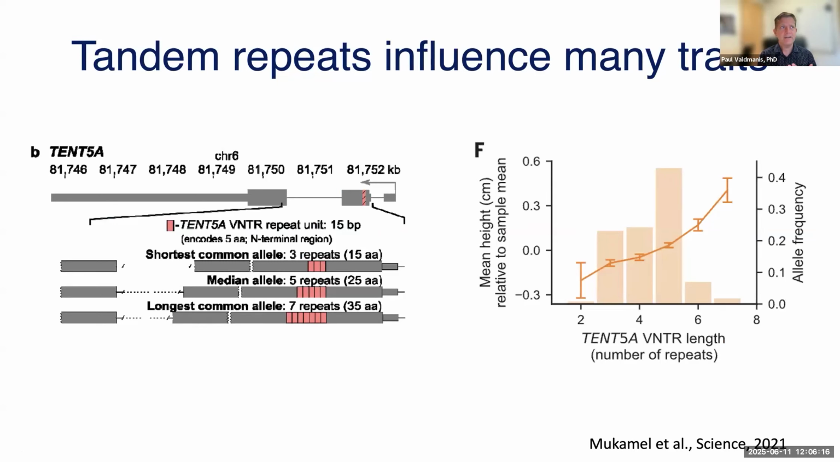Now, some of these repeat expansions, and even some of the VNTRs, the larger repeats, are not necessarily bad for you. Some of them are beneficial or innocuous in terms of phenotypic presentation. This is an example of a TENT5A VNTR length, with different lengths of this 15 amino acid, or 45 base pair, coding repeat. Each additional copy of this repeat adds another 0.3 centimeters to your relative height. So the longer the repeat, the taller the individual.